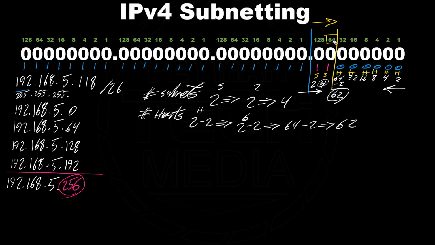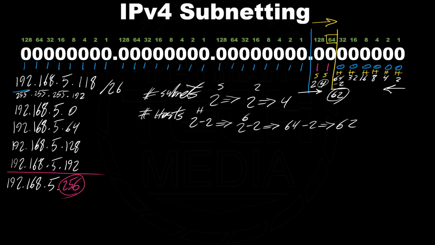128, 64. So we just need to add the decimal values of the ones that are turned on. In this case, this one turned on, this one turned on. The rest of them turned off. So 128 plus 64, that's 192. So this is our new subnet mask for the CIDR notation of 26.